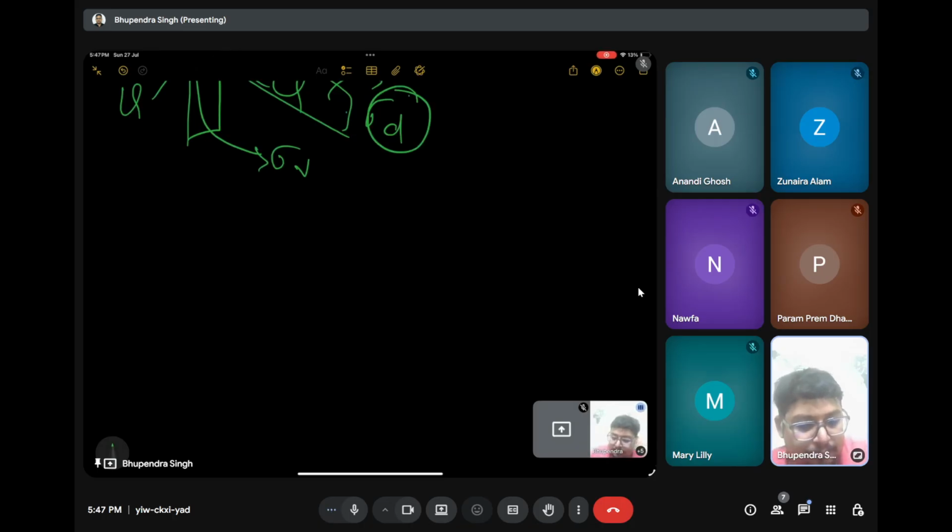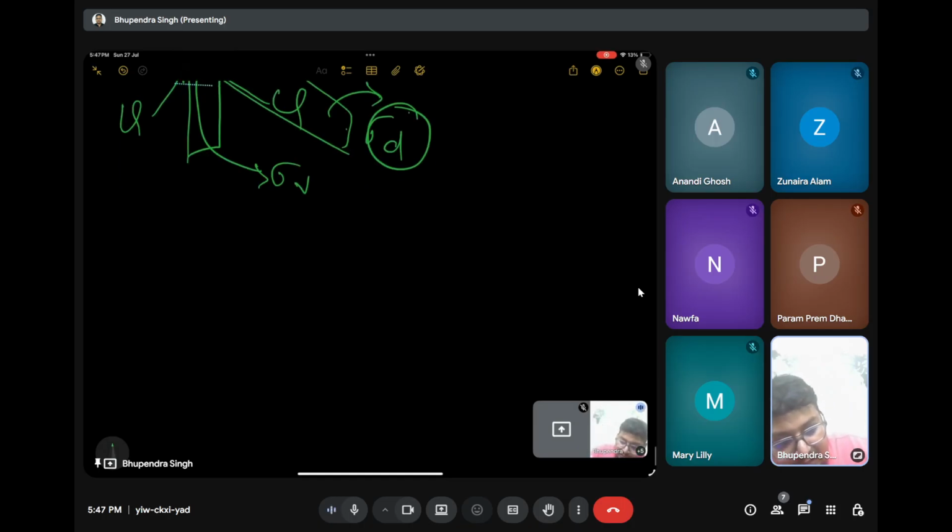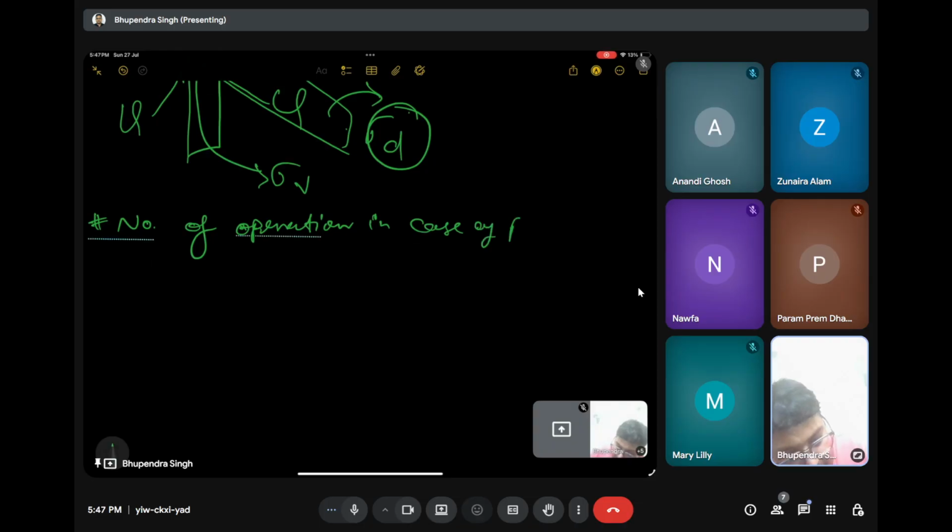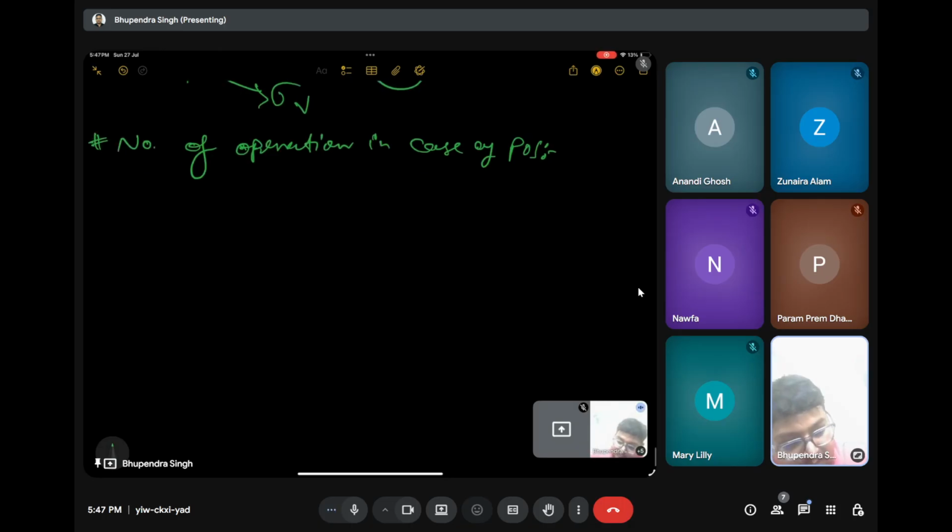Now again, for the point group, the element is plane of symmetry. The element is done, but let's see the number of operations, similar to what we have seen for the axis of symmetry. So the number of operations in the case of plane of symmetry.